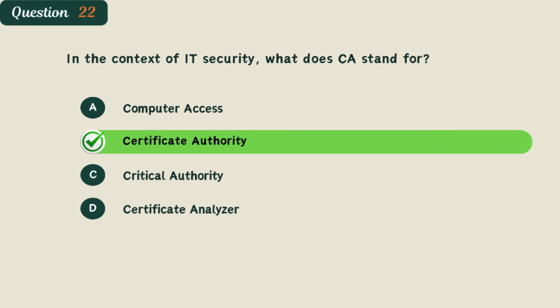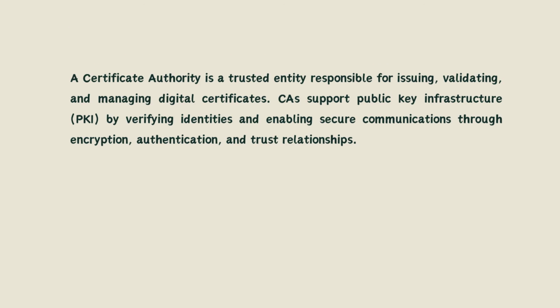Correct answer. B. Certificate authority. A certificate authority is a trusted entity responsible for issuing, validating, and managing digital certificates. CAs support public key infrastructure by verifying identities and enabling secure communications through encryption, authentication, and trust relationships.